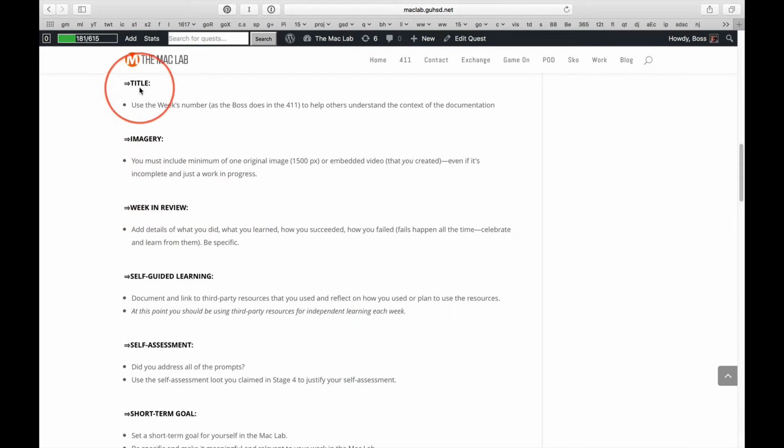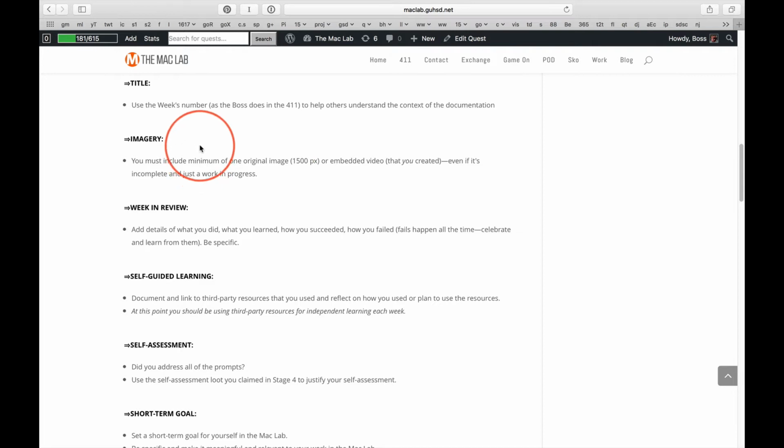Virtually all of you are titling your blog post correctly, but a few of you are not. You need to distinguish one week from another. This is non-negotiable. Now, many of you are either not including imagery in every single post, or you're including imagery that's not your own. I don't want pictures of the Mac Lab. I want you guys to be posting your own work.